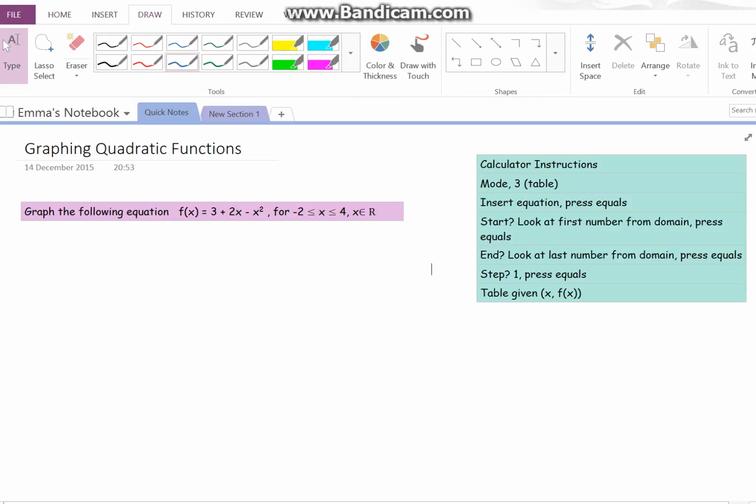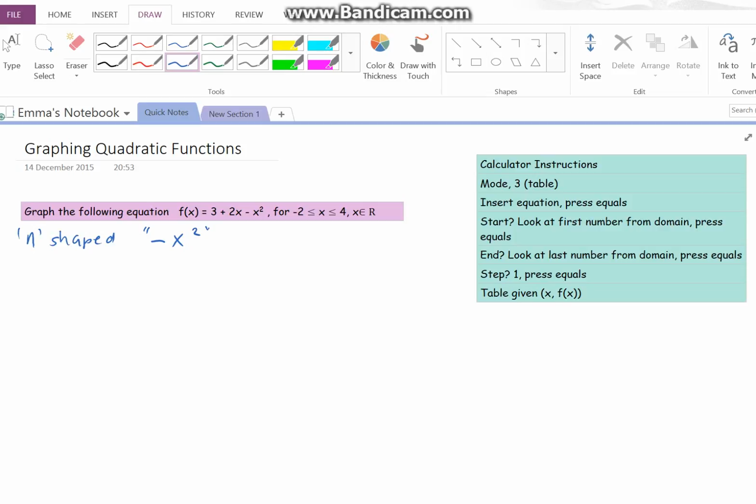So the first thing that we notice from this graph is that it is quadratic because we have an x squared in it. So our highest power of x is x squared, therefore it's quadratic. We know that it's going to be an n-shaped graph, and the reason being is because the x squared is minus. So when we graph it, it should be n-shaped.